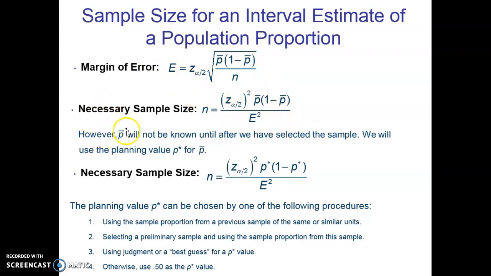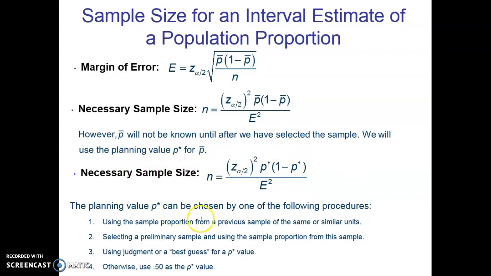However, P bar will not be known until after we have selected the sample. We will use the planning value P star for P bar. In essence, if you're going to do a research project, you don't know what your proportions are going to be. If you go out and collect a sample of people based on smoking, you don't know if 20% of those people are going to smoke or if 30% of those people are going to smoke. You don't know what the success is going to be until after the fact, but you need to select your sample size before the fact. So what we do is we use a planning value, which is just P star, but it's the same formula.